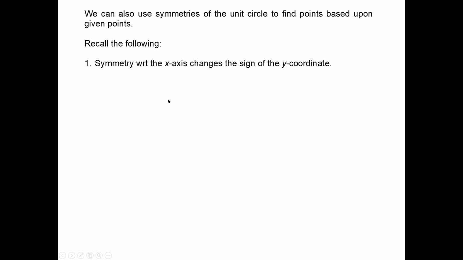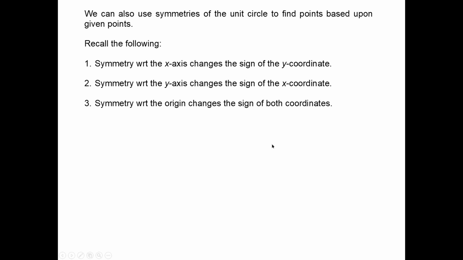We can also use symmetries of the unit circle to find points based upon given points. Remember this, the unit circle has all kinds of symmetries. So recall the following. Symmetry with respect to the x-axis changes the sign of the y-coordinate. Symmetry with respect to the y-axis changes the sign of the x-coordinate. Remember, symmetry with respect to one axis changes the algebraic sign of the other coordinate. And number 3, symmetry with respect to the origin changes the sign of both coordinates.